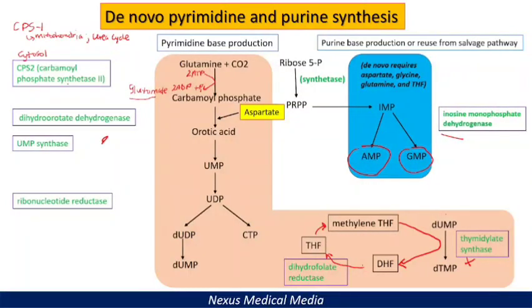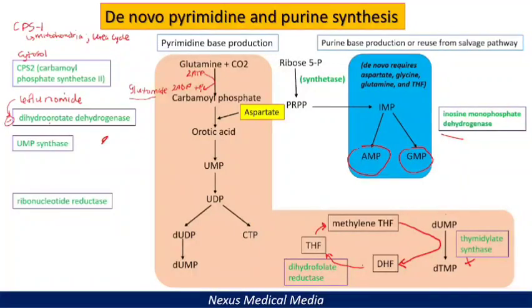Alright, so the next step is carbamoyl phosphate combining with aspartate. In this case, the enzyme we use is dihydroorotate dehydrogenase. This enzyme is actually inhibited by a certain drug. The drug is called leflunomide. So this inhibits the enzyme here.